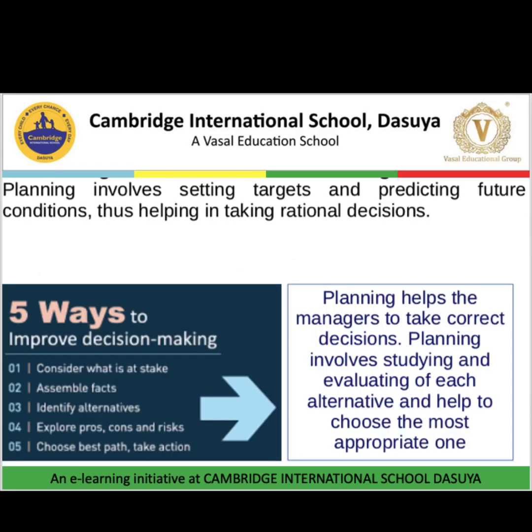So in this way, planning helps to take a good decision by setting objectives, predicting future conditions, etc. Planning helps the manager to take correct decisions. Planning involves studying and evaluating each alternative. Means we need to make a list, and we need to evaluate and compare all the alternatives, and then it helps to choose the best or most appropriate one.